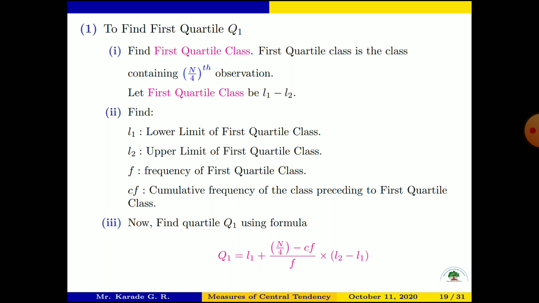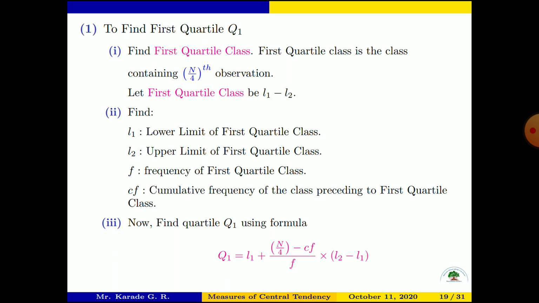In the second step, once we get the first quartile class L1-L2, L1 means lower limit of the first quartile class, L2 means upper limit of the first quartile class, and f is the frequency of the first quartile class. Then find cf, meaning cumulative frequency of the class preceding the first quartile class. So in the second step we have to find these four things: L1, L2, f and cf.